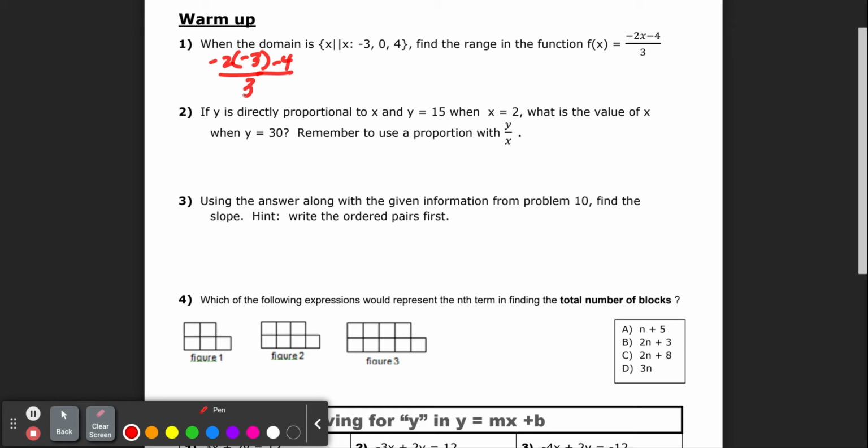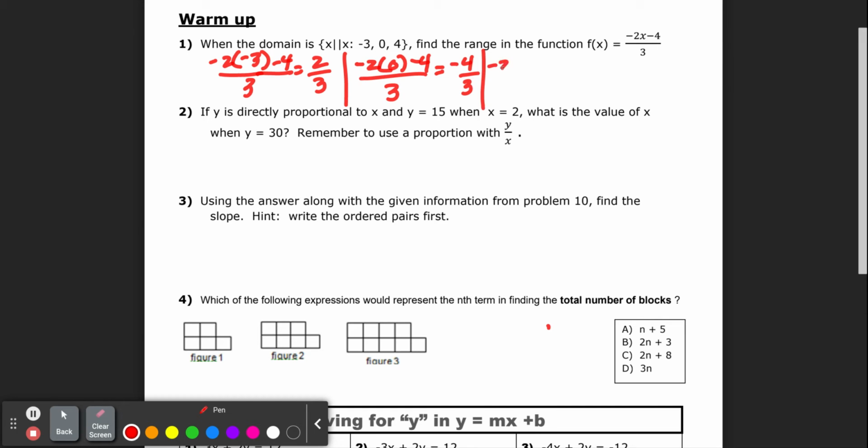So -2 times -3 is 6. 6 minus 4 is 2. So this will be 2/3. And then you're going to do -2 times 0 minus 4 all over 3. So -2 times 0 is 0. 0 minus 4. So this one's -4/3.